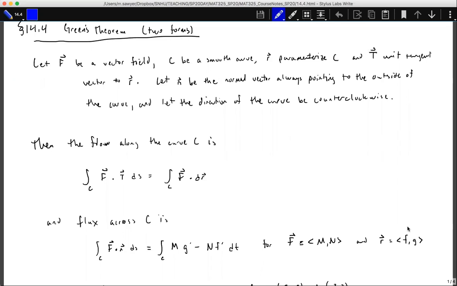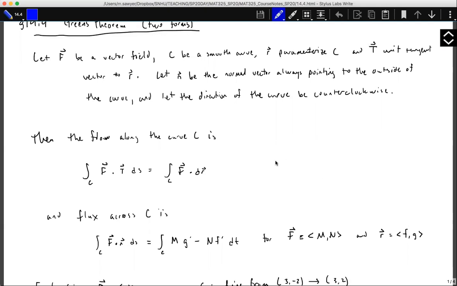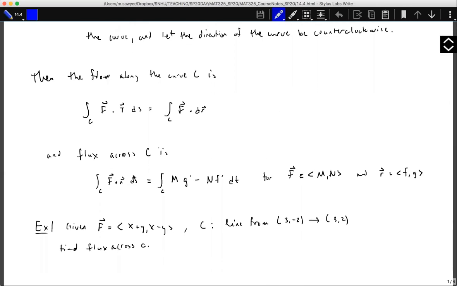So with these conditions, we let the flow along the curve be defined by the integral along C of the vector field F dot with the tangent vector T ds, where s is the arc length parameter, equal to the integral of the vector field F dot dr. And the flux across C is equal to the integral of the vector field F dot n ds, which if F is equal to M comma N and r is equal to f, g, we can, in two dimensions, shorthand as the integral over C of M g prime minus N f prime dt.